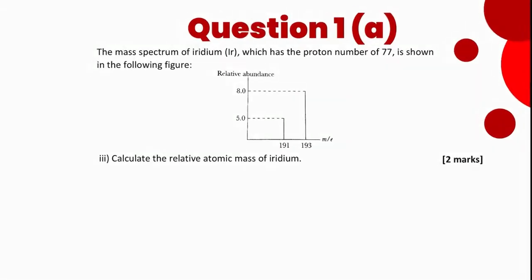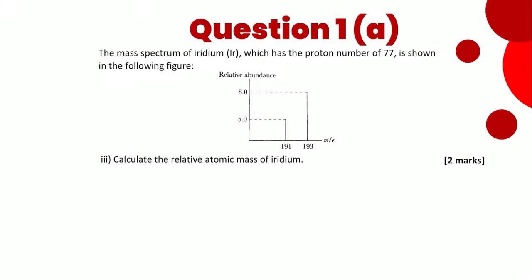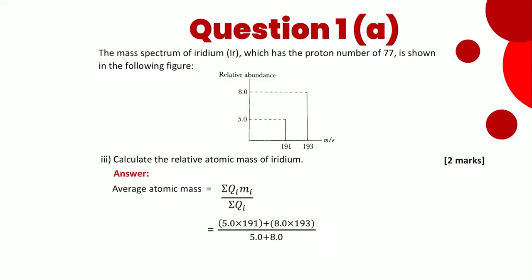Next question, we have to calculate the relative atomic mass of iridium. So there are 2 steps that you are going to use. The first one, try to calculate the average atomic mass using this formula, summation of KiMi over summation of Ki. So just put all those values that you have from the mass spectrum, you will have 192.2 AMU. This is the average atomic mass for the first step.